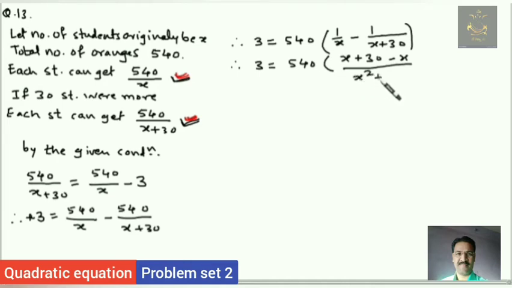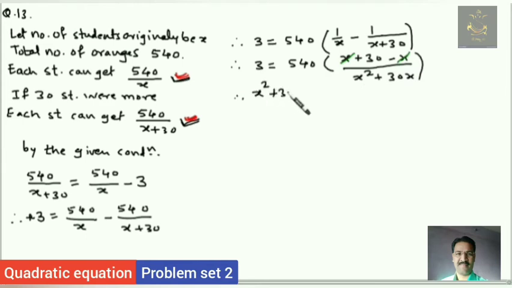That is nothing but x square plus 30x. This is nothing but x into x plus 30. That multiplied, we can get this one. Now see here, this one is getting cancelled. This is x and here minus x, so they are getting cancelled. Now this denominator goes to this side and 3 comes to this side. What will you get here now?